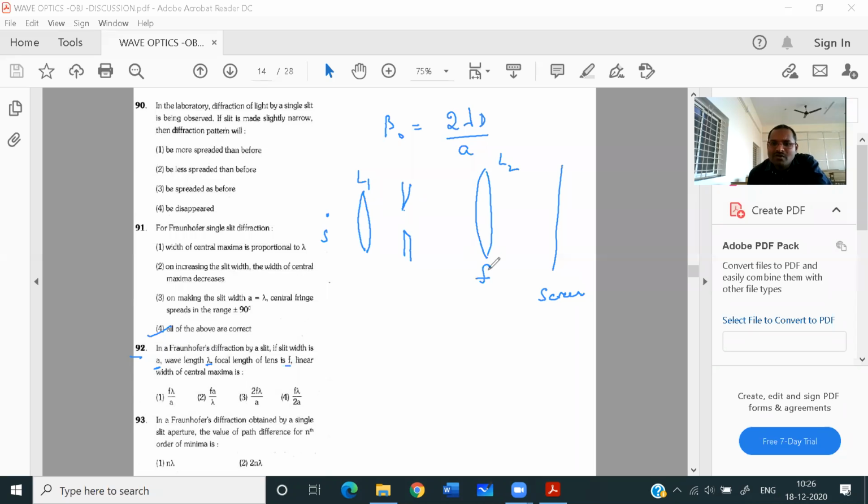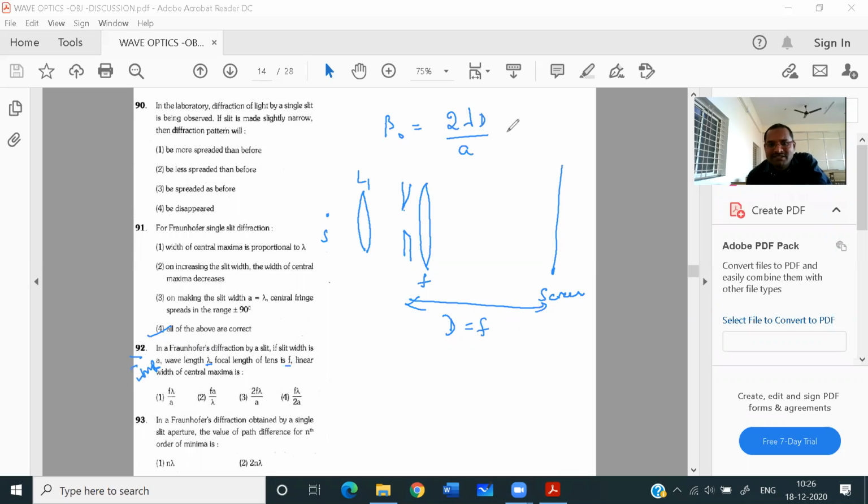Now as much as possible this lens will be kept very near to the slit, means the pattern will be like this. Here we keep the lens, means this is the focus. Now your image will form exactly at the screen at the focal length. That means capital D will be equal to the focal length f. Remember this point, important point I am discussing.